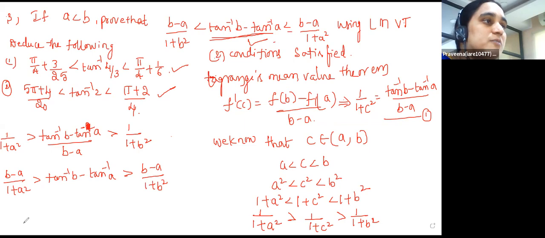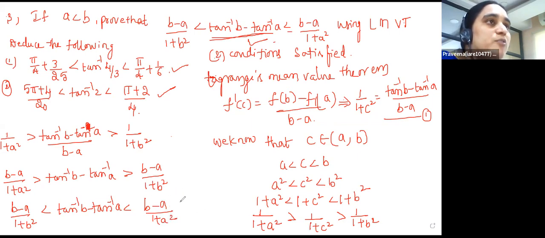I will write this in reverse order. From that, b minus a by 1 plus b square is less than tan inverse b minus tan inverse a, which is less than b minus a by 1 plus a square. What do we have to prove? This one only, right? Once you see the question: b minus a by 1 plus b square is less than tan inverse b minus tan inverse a, less than b minus a by 1 plus a square.